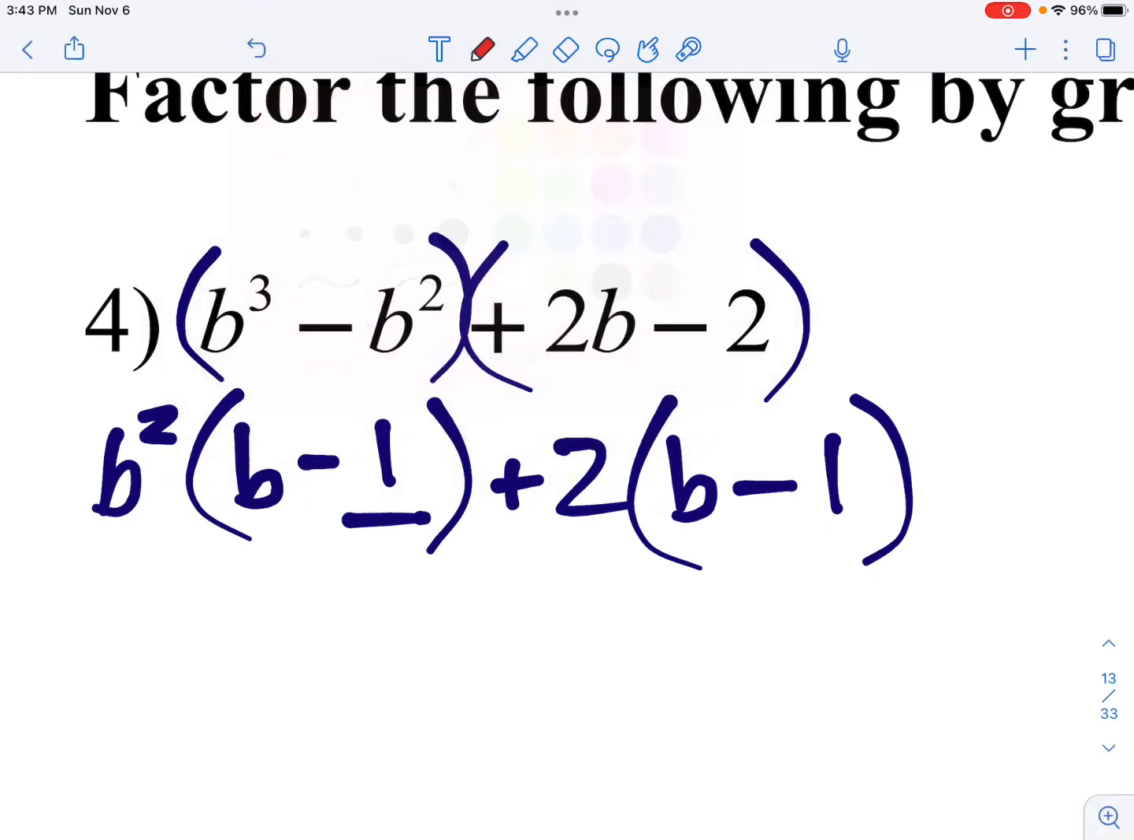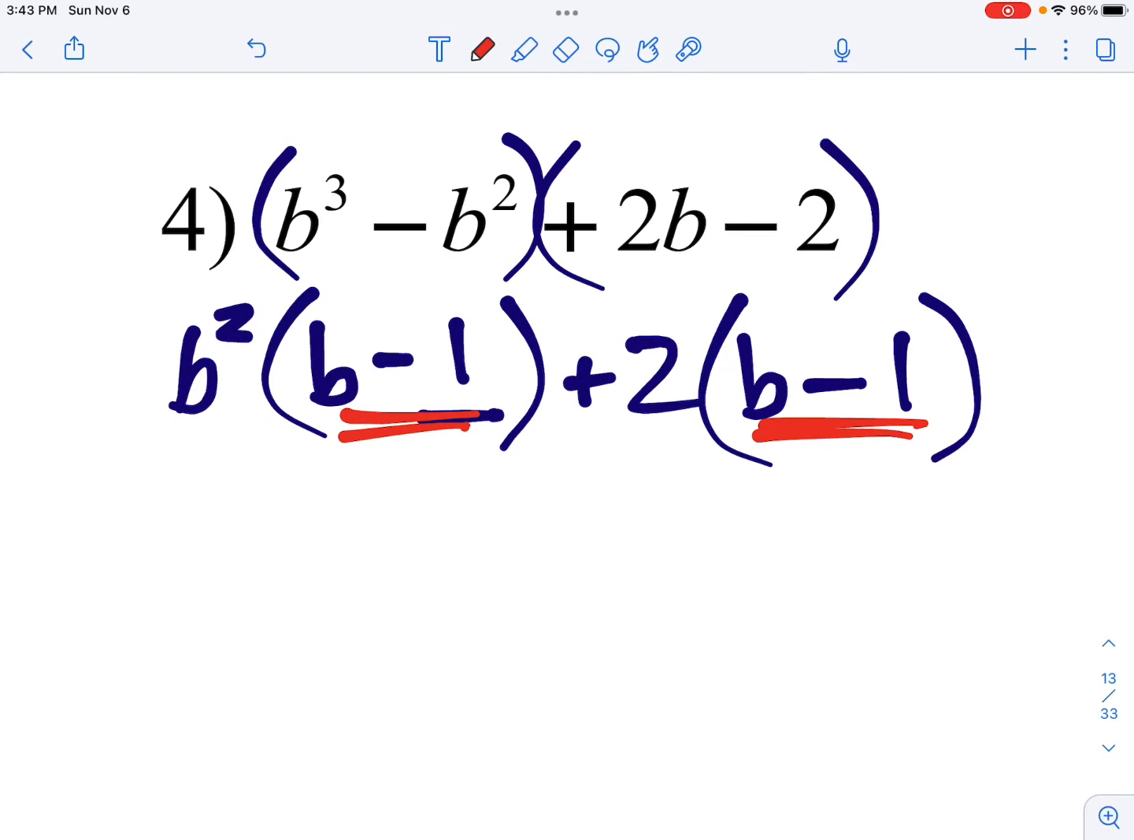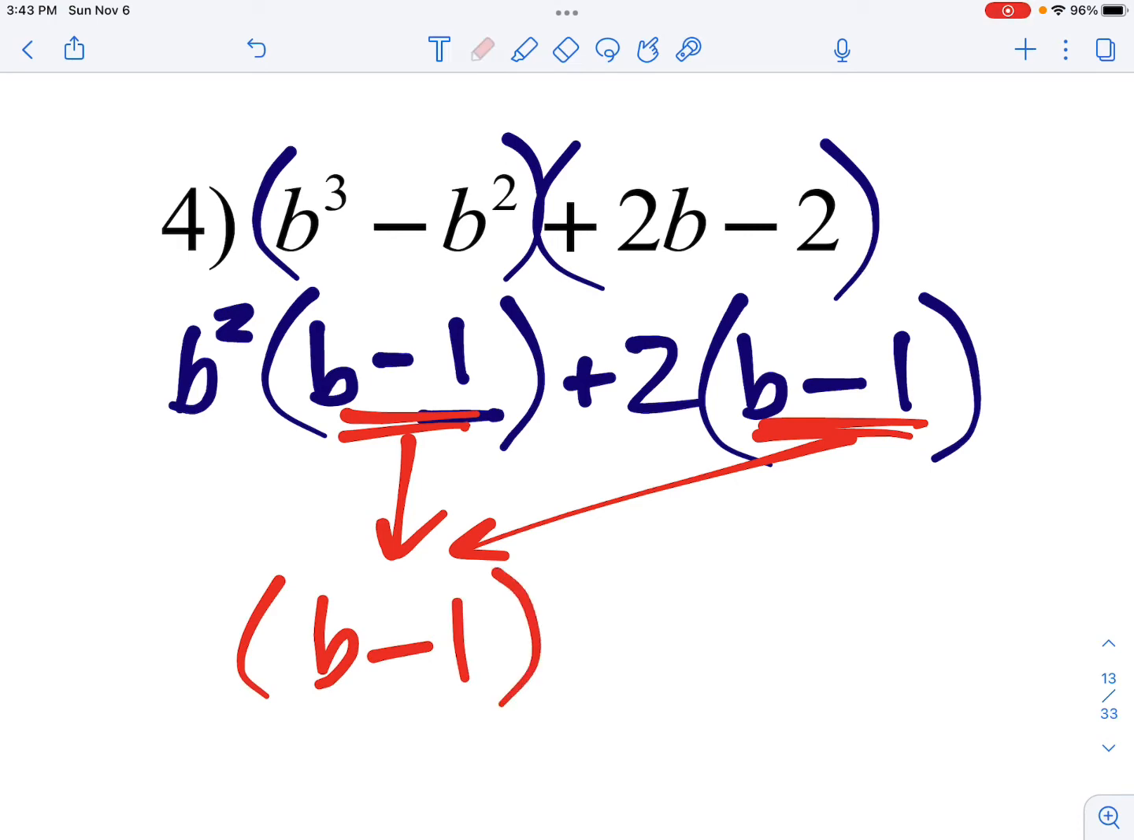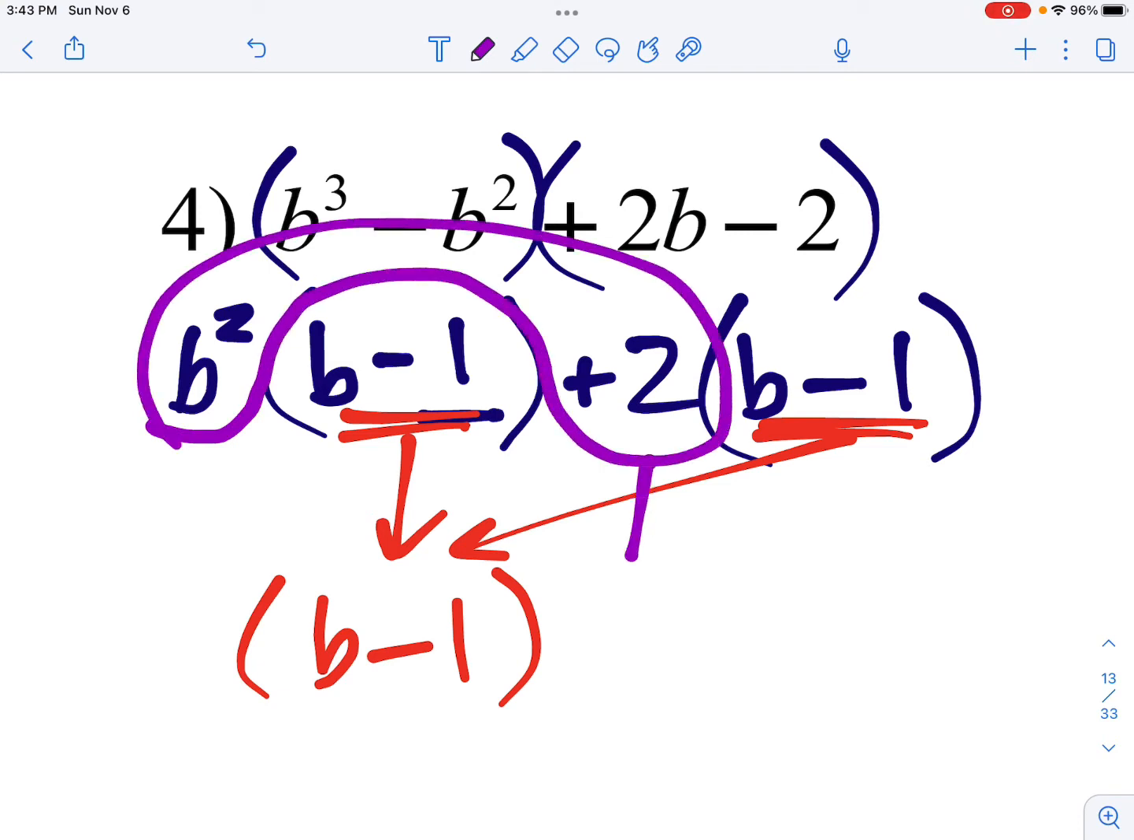And if you notice, these 2 parentheses match. That means you're doing the problem right. You're on the right track, and that is the first part of your answer. Do you remember what the second part of your answer is? It's hanging out on the outsides here, the b squared and the positive 2. That's the second part of your answer.